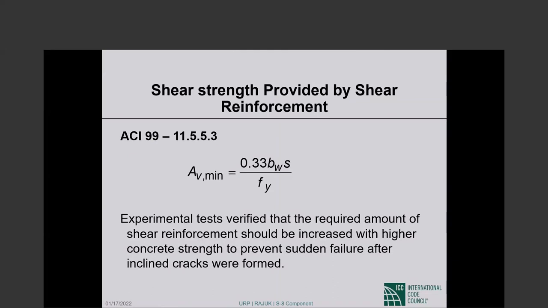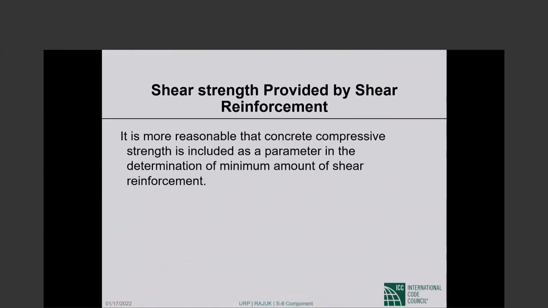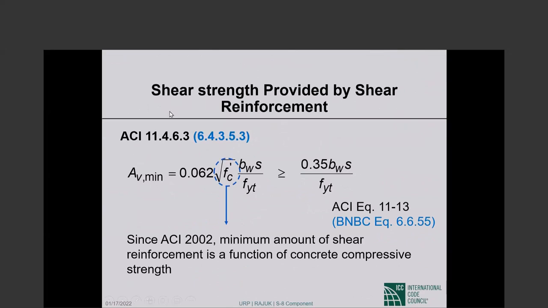Experimental results verified that the required amount of shear reinforcement should be increased with higher concrete strength to prevent sudden failure after inclined cracks are formed. So it is more reasonable that concrete compressive strength is included as a parameter in determination of minimum amount of shear reinforcement. So this is now the expression. It has square root of f sub c prime in it. This is A sub v minimum.